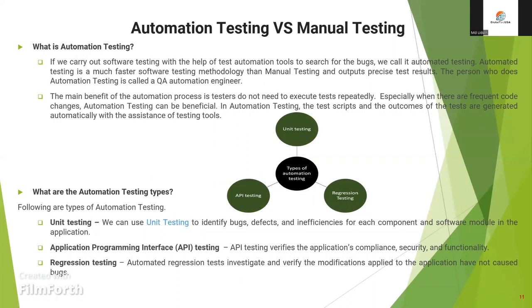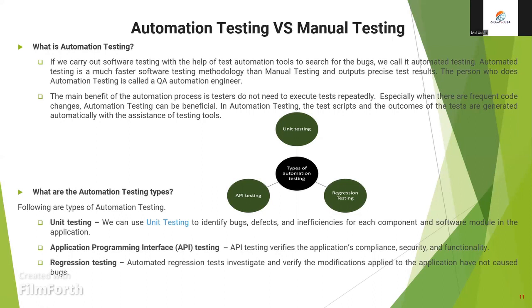And what are the automation testing types? We have unit testing, API testing, regression testing, integration testing, right? What do we do in unit testing? We do this testing to identify the defects, bugs, or any issues in the interfaces of each component. So we test the modules separately as a unit, testing each unit. API, application programming interface testing, is verifying the application's compliance, security, and functionalities.